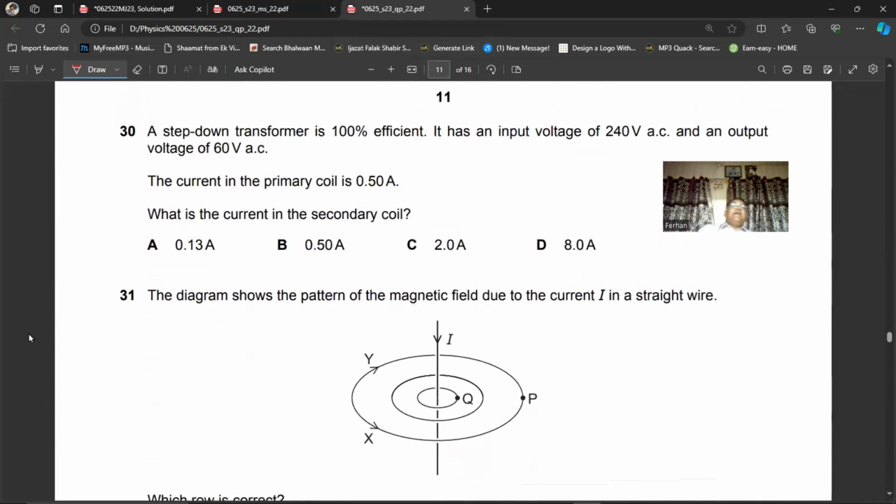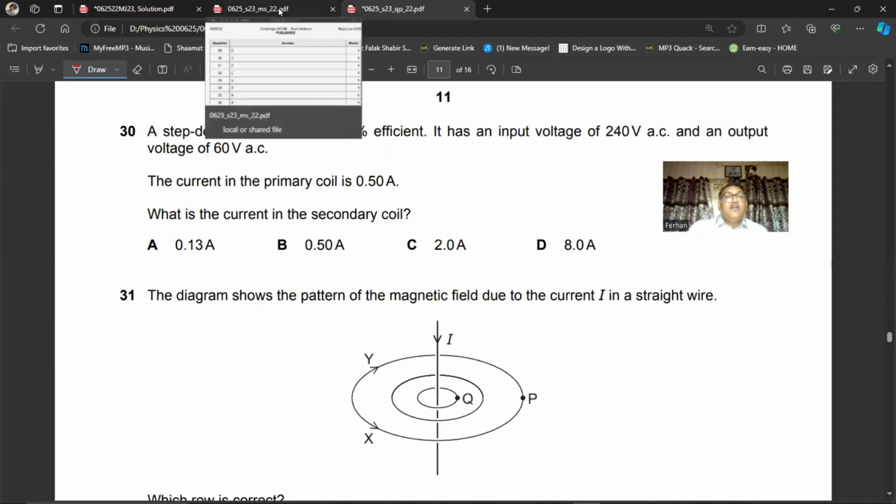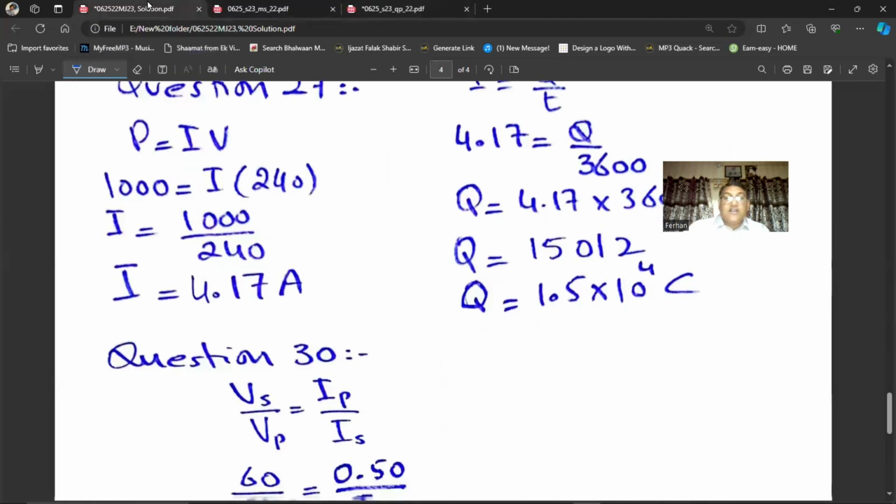He says a step-down transformer is 100% efficient. It has an input voltage of 240 volt AC and an output voltage of 60 volt AC. The current in the primary coil is 0.50 ampere. What is the current in the secondary coil? So the voltage in the primary coil is 240 volt and the voltage in the secondary coil is 60 volt.